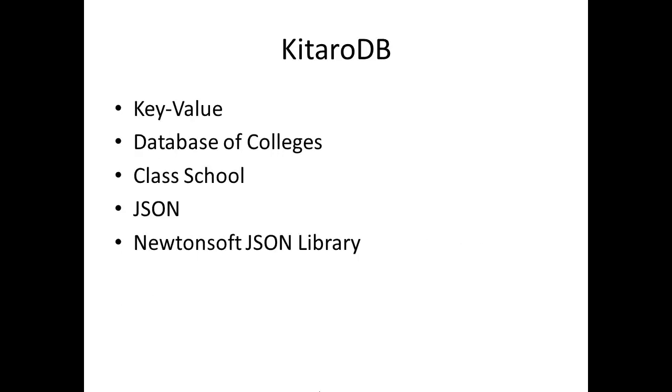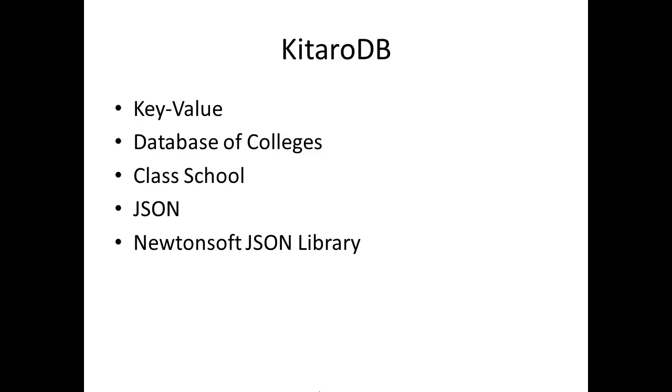In this example, we will be using the KeyValue functionality in KitaroDB. We will be interacting with a database of colleges. The class will be called School, and we will store these objects in the KitaroDB with the value being the school ID. We're going to convert these objects to strings in order to store them. This is accomplished using JSON, which is a data format.